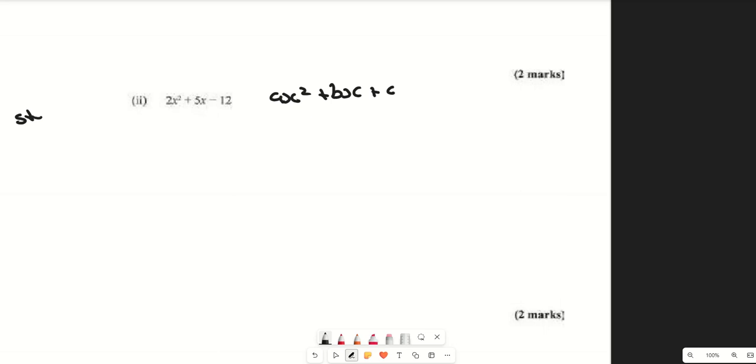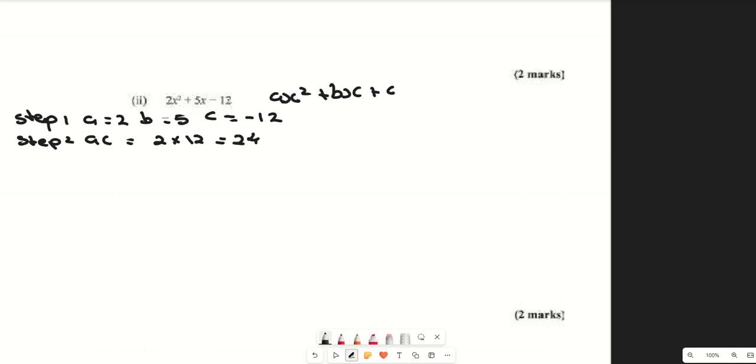Step 1 is to identify a, b, and c. If you look at the form it is in, a is your coefficient of x squared, b is your coefficient of x, and c is your constant. So a would be 2, b would be 5, and c would be not just 12. What is the sign in front of 12? Minus 12. Step 2 is to multiply ac, which is 2 by 12, which is equal to 24.